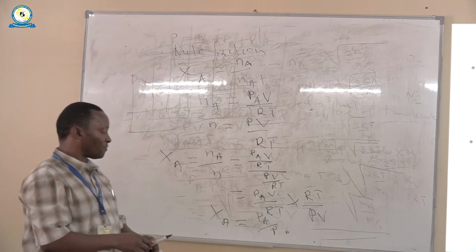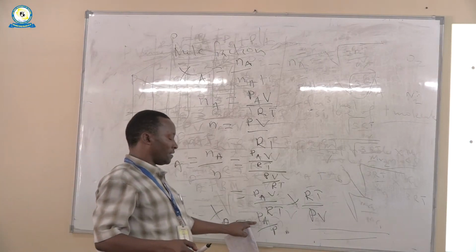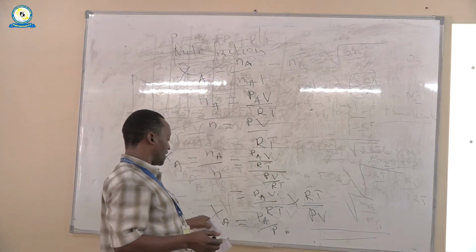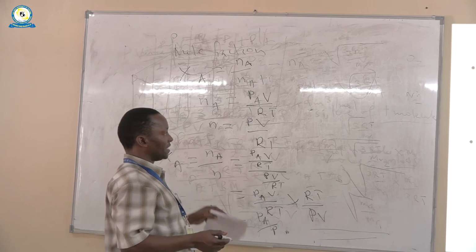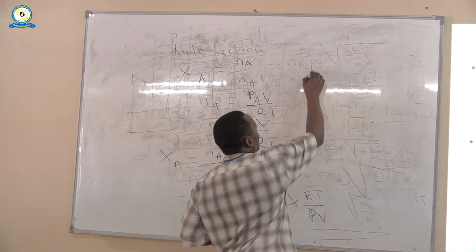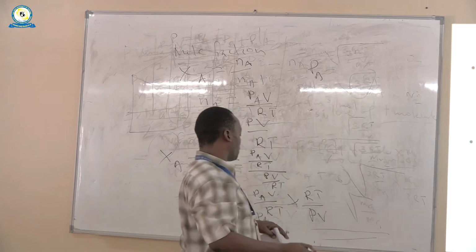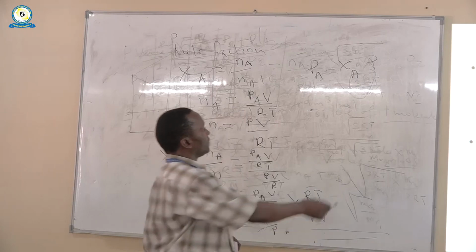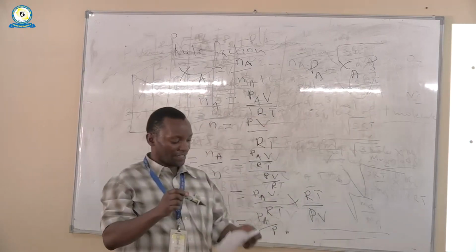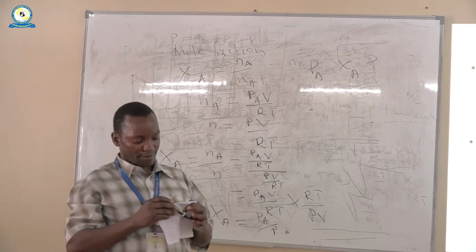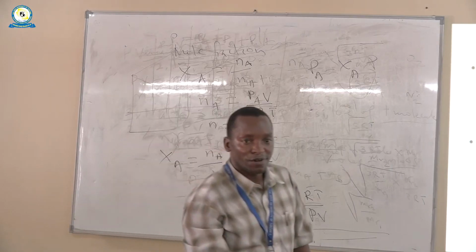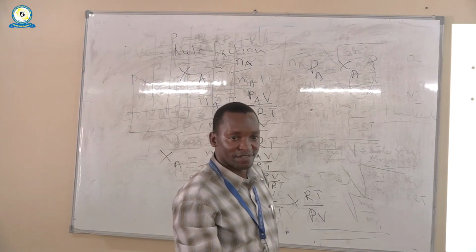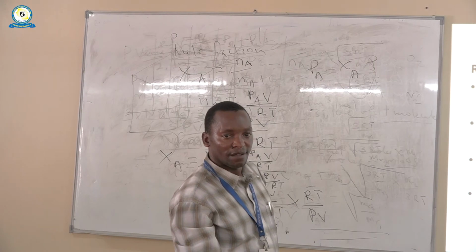So if we have the partial pressure and the total pressure, then we can find out the mole fraction. And we can find out the partial pressure if we have the mole fraction and the total pressure. So that's how we can treat gases when they are mixed together.